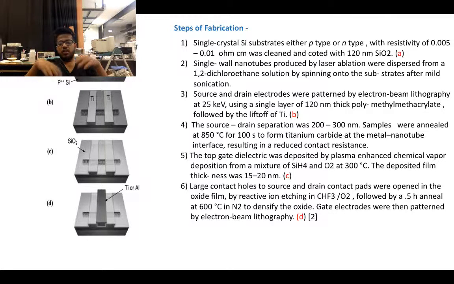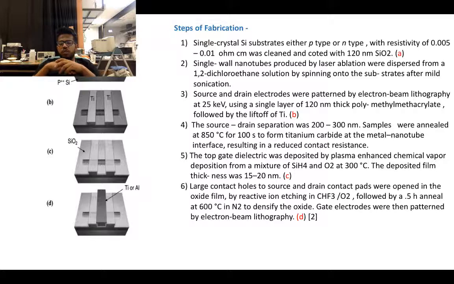We make sure that the drain and the source have a separation of around 200-300 nanometers, and this can be verified by a SEM, a scanning electron microscope. Once you're done with this, you need to anneal the whole sample at around 850 degrees centigrade for 10 seconds. Annealing is baking or heating of the sample without the presence of oxygen.